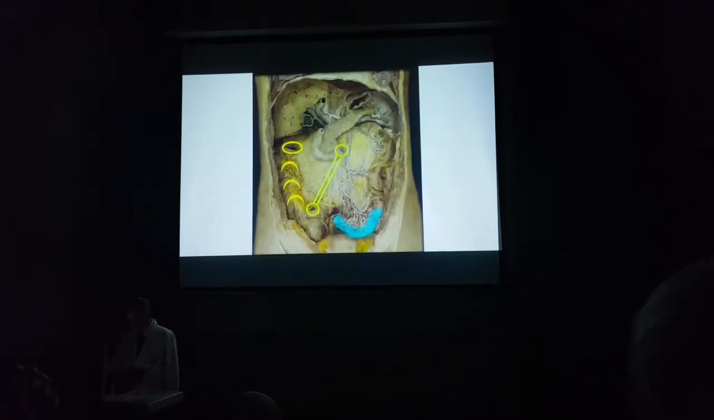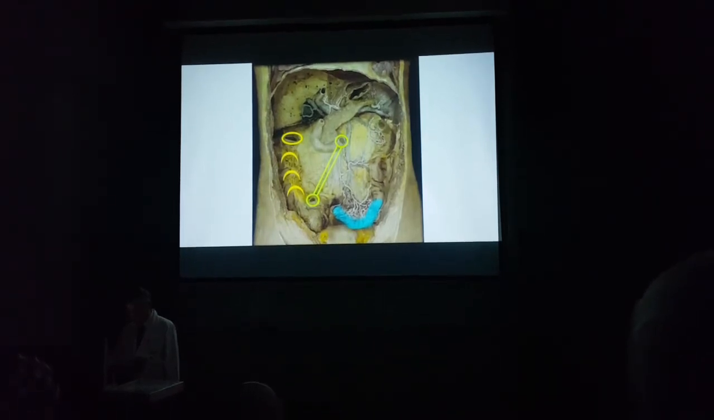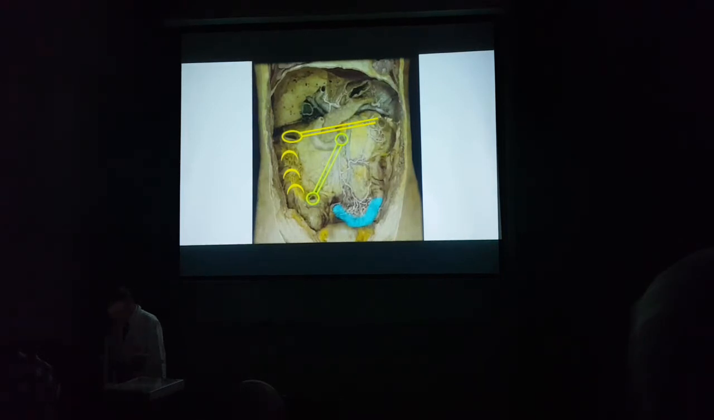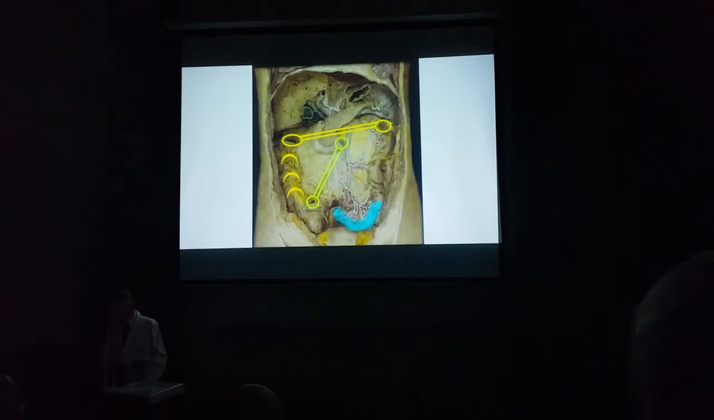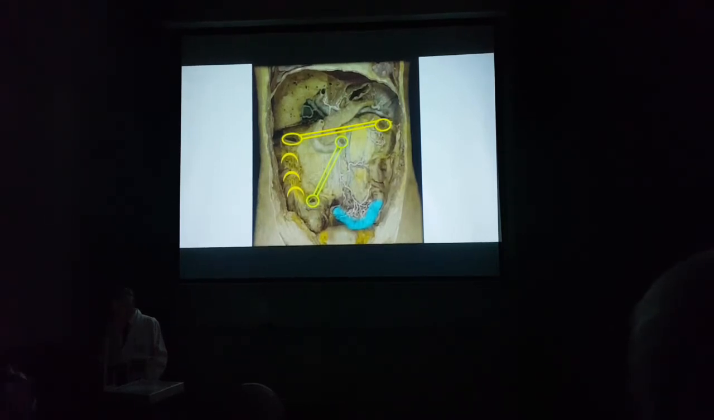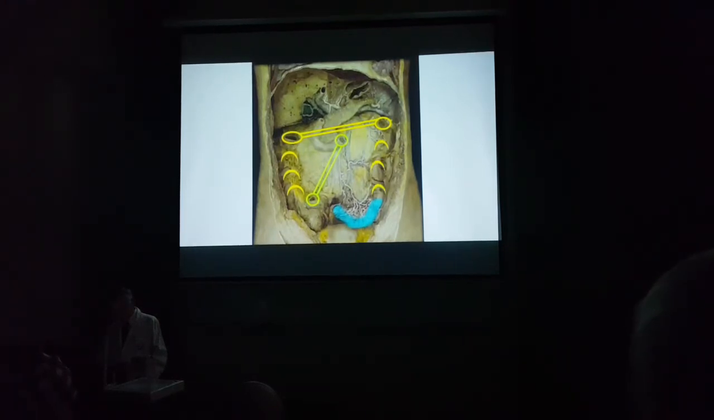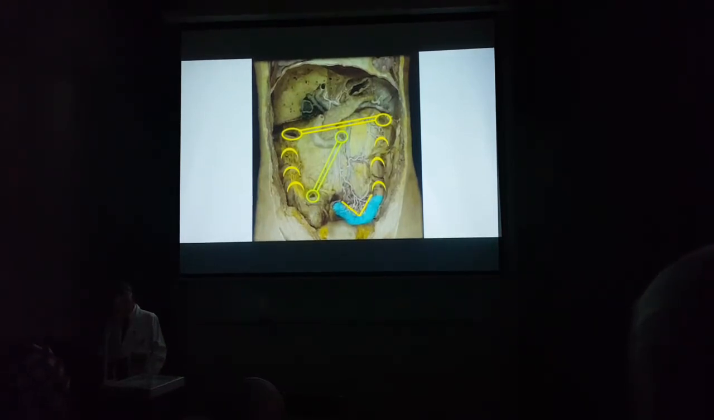At the hepatic flexure, the transverse colon begins and it has a mesentery, so it has a root on the posterior abdominal wall. This is what? End of transverse colon and beginning of descending colon. Descending colon has no mesentery. Sigmoid colon has a mesentery, a V shape.